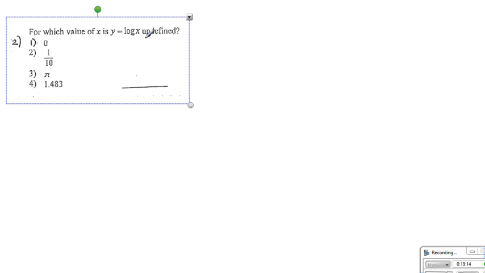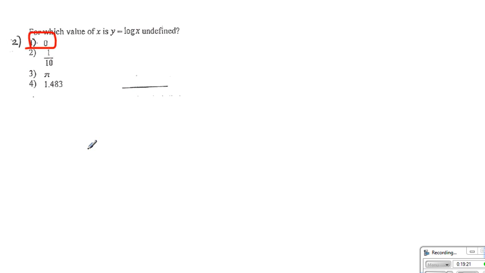Not defined. Okay, logarithm can only take positive numbers. All three of them are positive, so therefore number 1 will be our answer. 0 cannot be part of its domain.